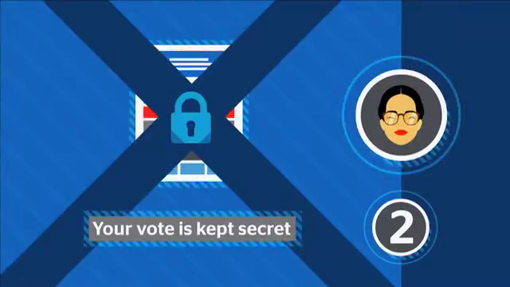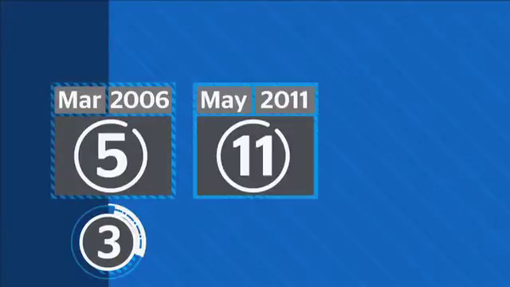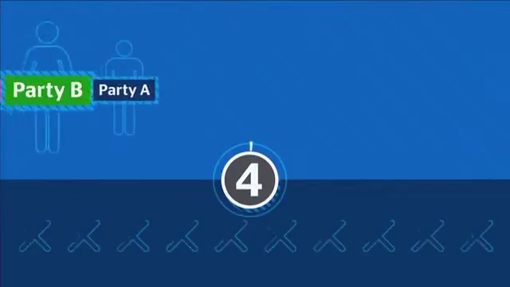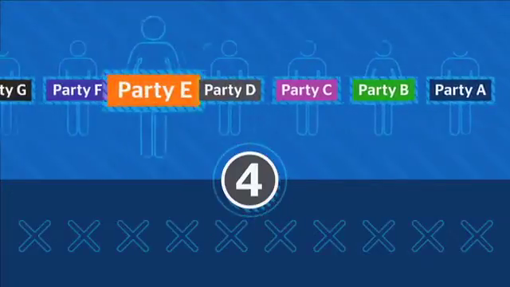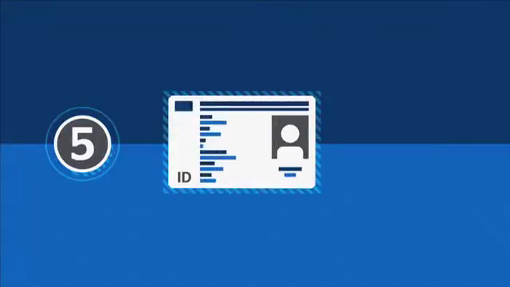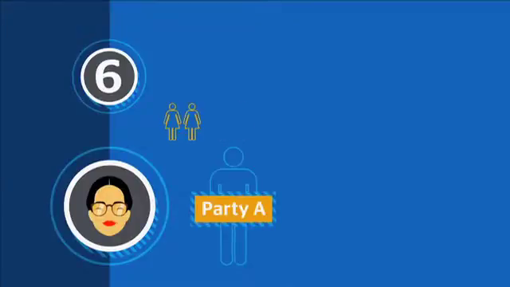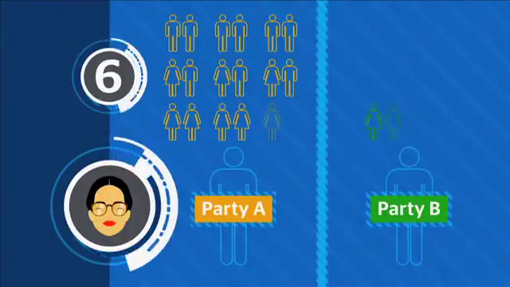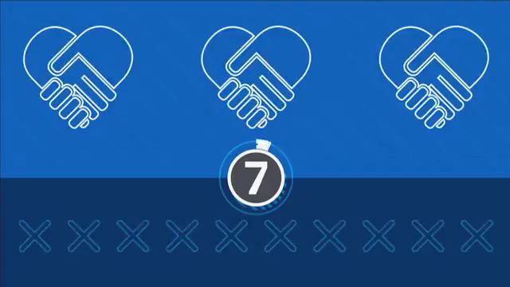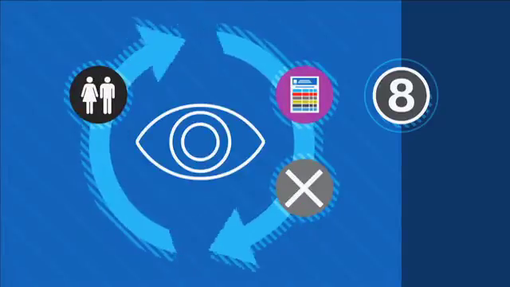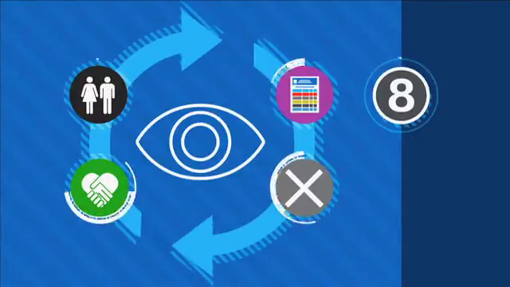Your vote is kept secret. Elections are held regularly. Voters have options. If you've registered, you can vote. Parties and candidates can campaign without fear. All political parties should accept the final outcome. And the election process must be completely transparent.